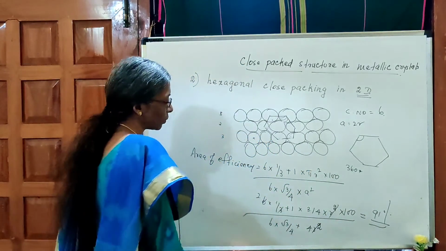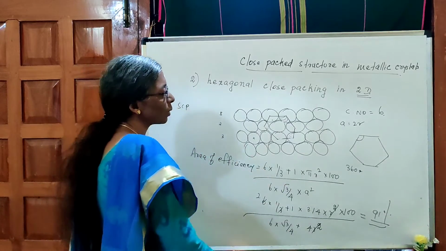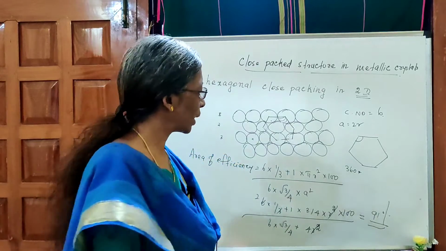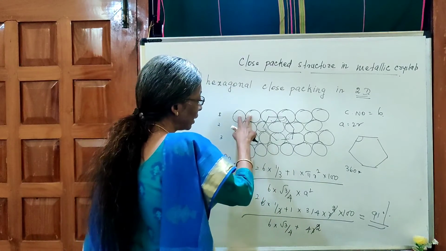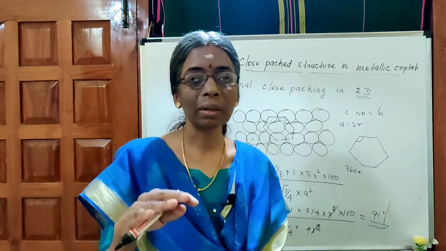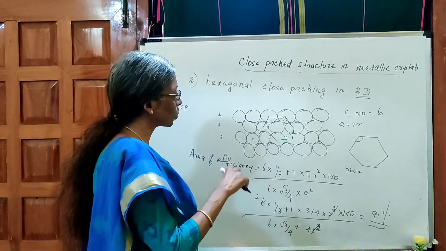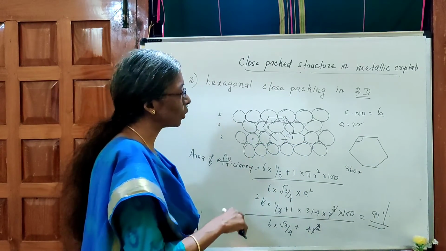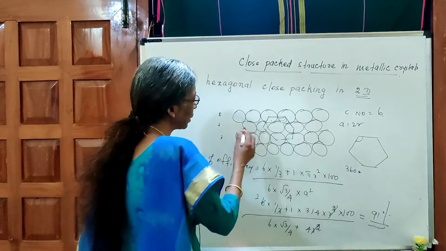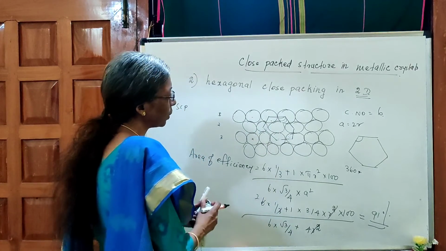When compared to square close packing, hexagonal close packing is a much more efficient packing. You can understand because in the second layer we arrange the spheres in the depressions of the first layer, so voids are much fewer than in square close packing. What we studied now, square close packing and hexagonal close packing, are both in 2 dimensions with touching spheres. Touching spheres means each sphere is touching the other one.